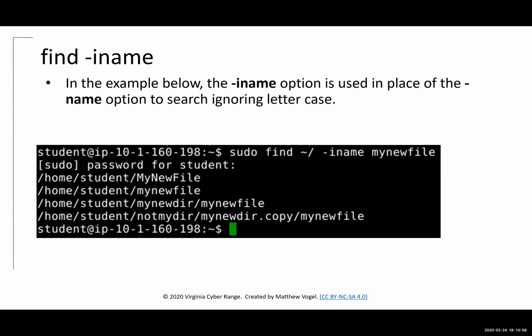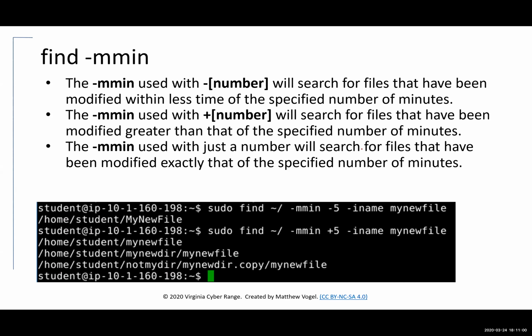Here's iname, which we already looked at. Then mmin used with a dash number. Here I say sudo find, starting in my home directory, dash mmin -5, and then the name. I want to search for files that have been modified within less than the specified number of minutes, so within 5 minutes or less. In this example, we also give a file name, but you don't necessarily have to.